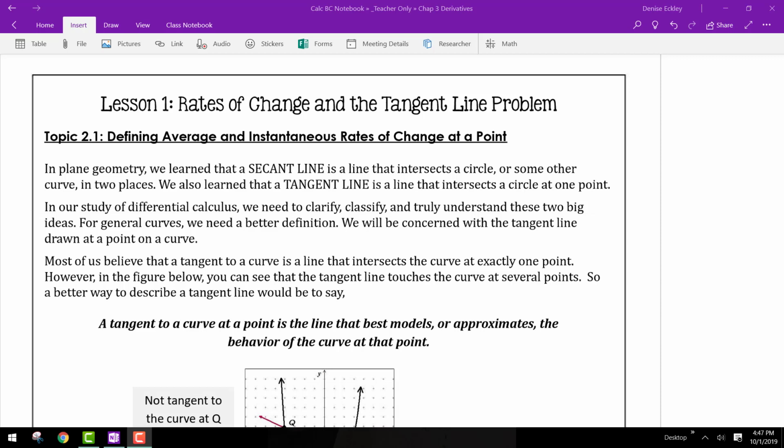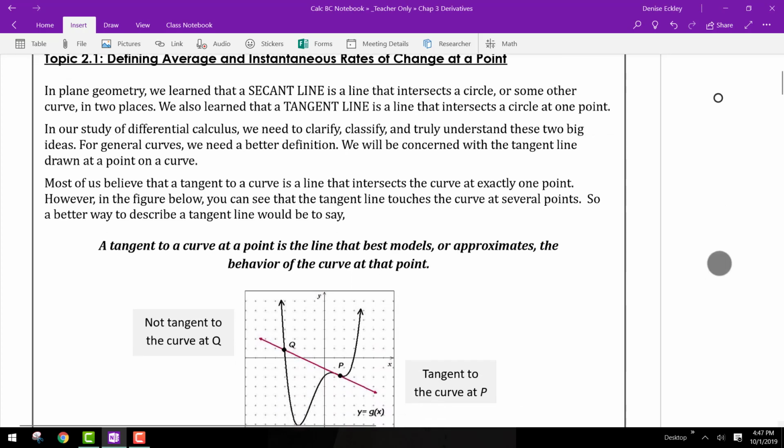Okay. So some terms that we use a lot, one of which is secant line, which you guys talked about in geometry. And in geometry, you said it intersects a circle or a curve in two places. And tangent line would only intersect a circle at one point. So when we're studying calculus, though, this has to be defined a little differently.